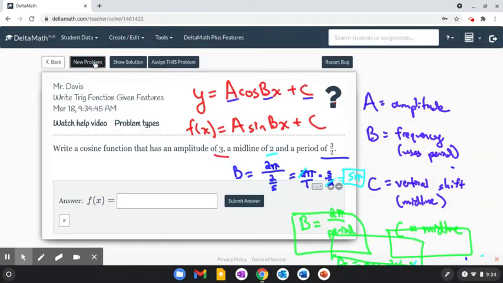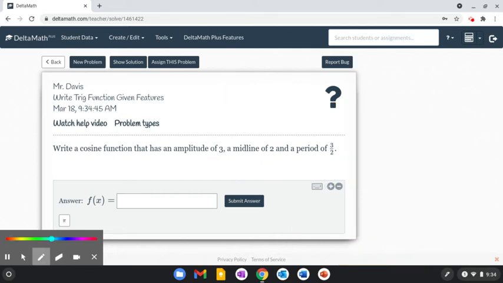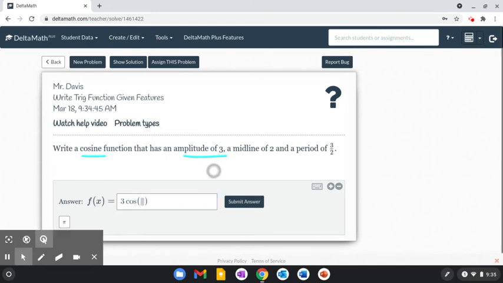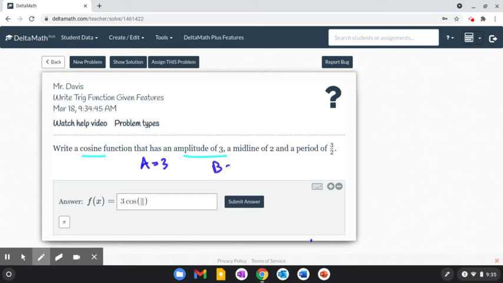All right, let's go ahead and try another one. Let's clear the whole thing here. All right, this is a cosine function. The amplitude is 3, so I'm just going to go ahead and type that first. 3 cos, parenthesis, and then it's for the b. So I guess if you wanted to say a is 3, b is going to be 2 pi over the period. Period is 3 over 2.